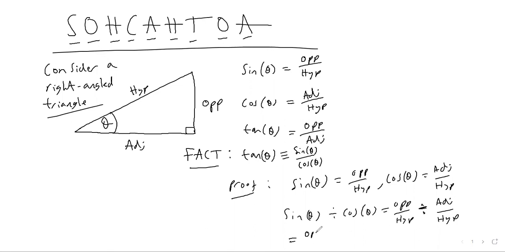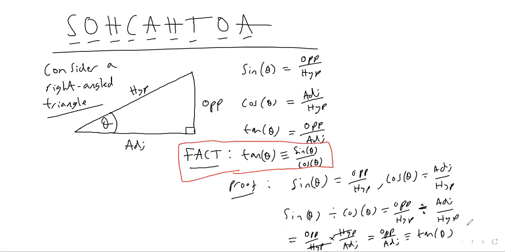So you'll get opposite over hypotenuse multiplied by hypotenuse over adjacent. And now the hypotenuses cancel out because when you times fractions, it's top times top, bottom times bottom. So you get opposite over adjacent when you divide sin with cos. And that is exactly the same as tan theta by the definition of tan theta up there. So therefore, that's how we can show that sin divided by cos is the same as tan. That's just a little fact to be aware of that we will need in the future.